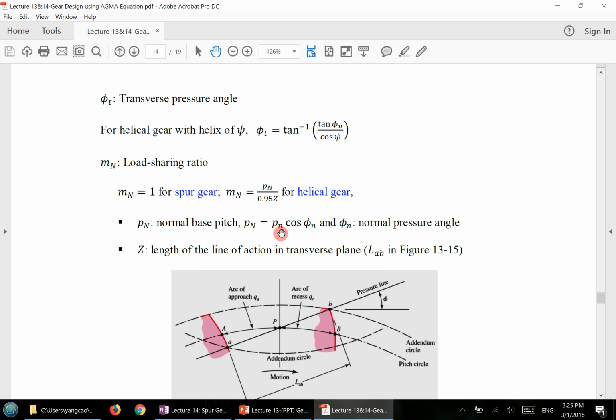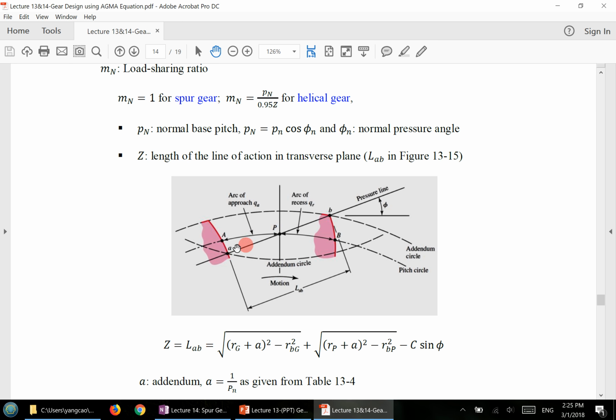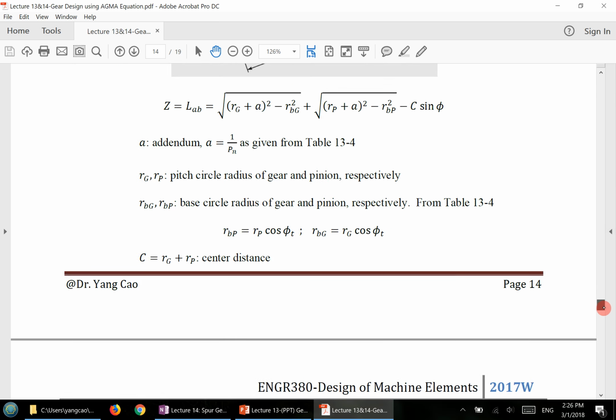It's related to the circular pitch in the normal plane, and also the pressure angle in the normal plane, by this value. Z here is the so-called contact length. If you remember when we learned the terminologies, there's one called contact length. That's the maximum contact length. When gears start to engage and then disengage, the distance traveled is this contact length. The formula for contact length calculation is also given over here.